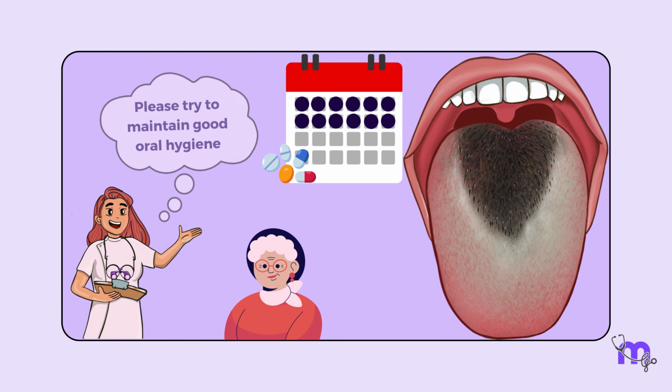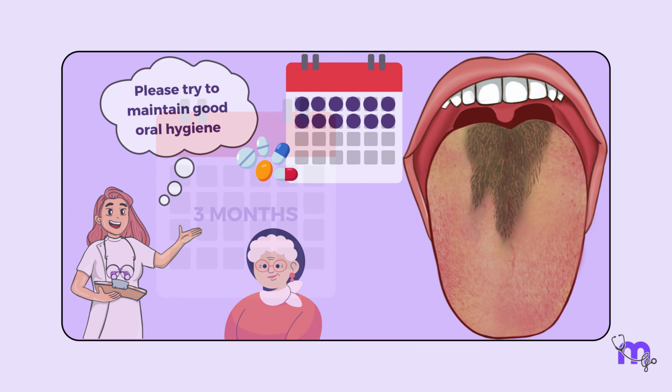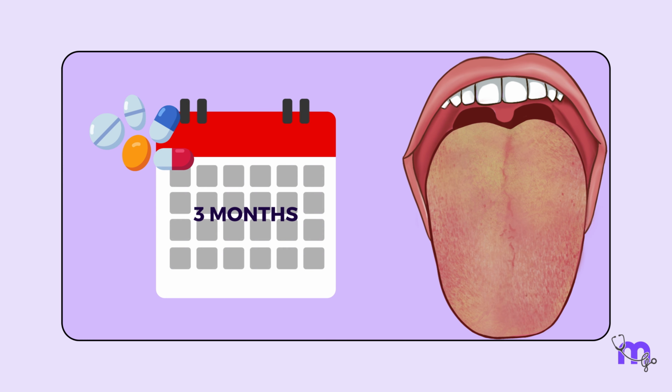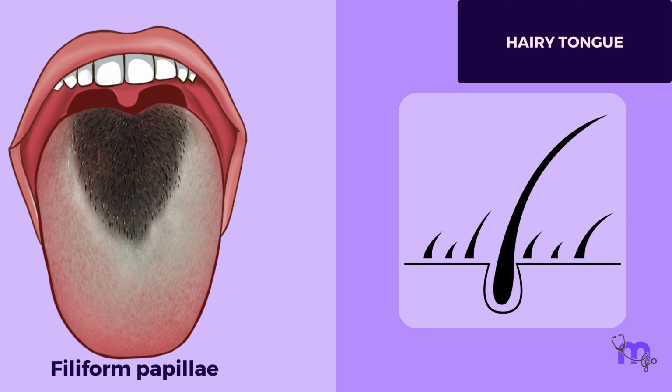I advised her to practice good oral hygiene. 2 weeks after diagnosis, despite the continued antibiotic therapy, the tongue discoloration started resolving and turned brownish. 3 months after antibiotic therapy completion, her tongue returned to almost normal. A hairy tongue occurs because the filiform papillae on the tongue are elongated and have the appearance of fine hairs.